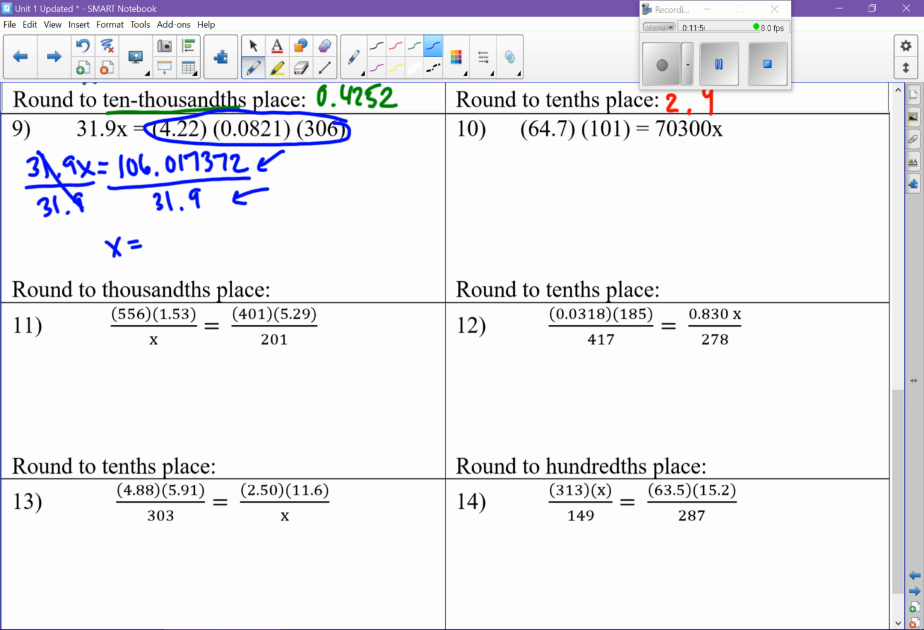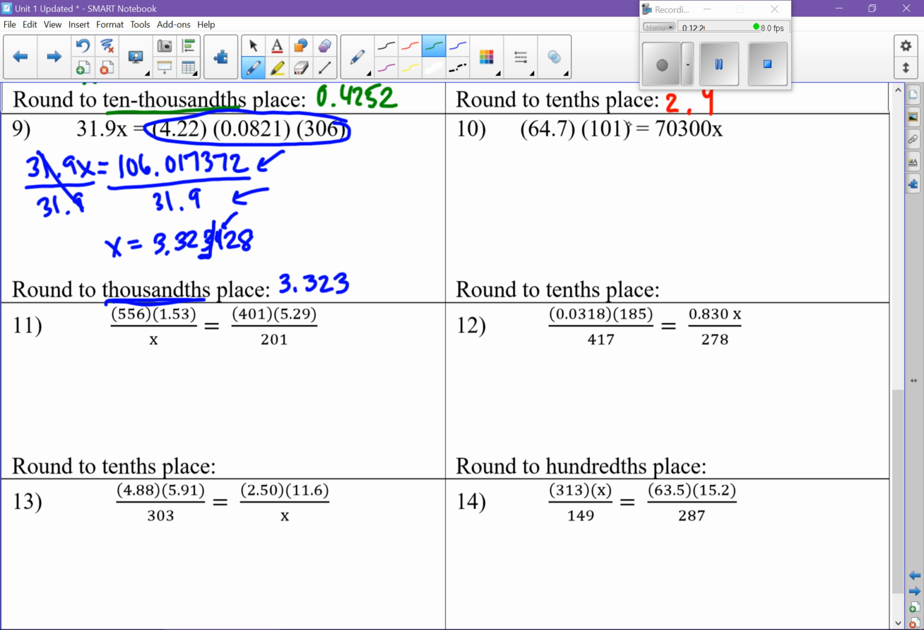Just throw that right into your calculator, and it says 3.323428. We're going to round to the thousandths place, which is right here at this 3. So I'm going to keep the beginning 3.2. After that 3 I have a 4. A 4 means you stay the same, so I'm going to keep the 3 that was there.